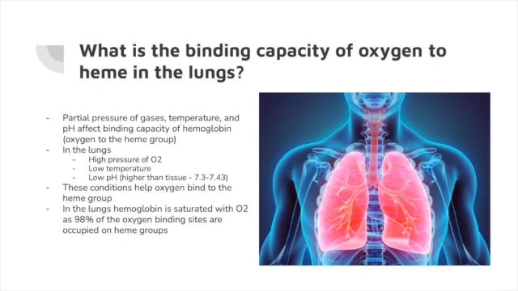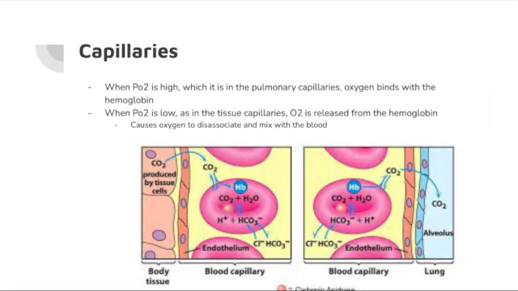In the lungs, hemoglobin is saturated with O2, as 98% of oxygen binding sites are occupied on heme groups. This is really important because oxygen binding needs to happen in the lungs so that it can be transported to the body. And then in the capillaries, the oxygen is going to be released. So an overview: when PO2 is high, which it is in the pulmonary capillaries or the lungs, oxygen binds with the hemoglobin. When PO2 is low, as in the tissue capillaries, O2 is released from the hemoglobin. This is ultimately causing oxygen to dissociate and mix with the blood.